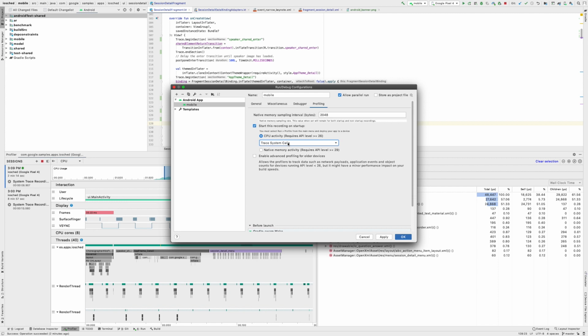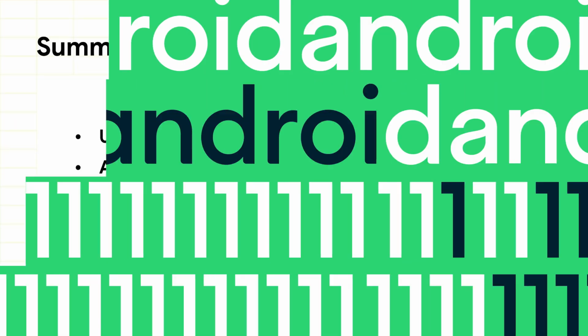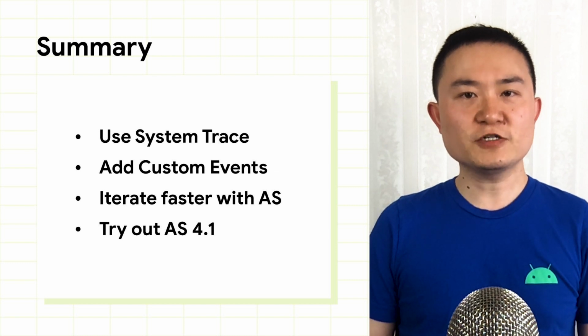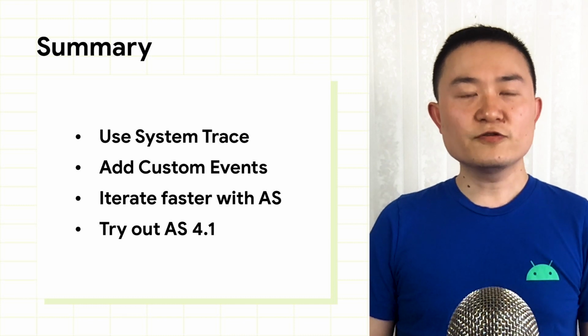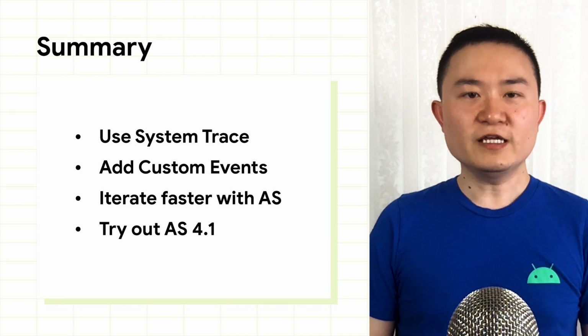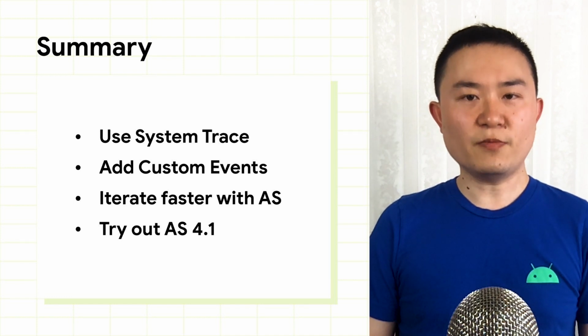I know troubleshooting performance issues is a difficult task, so I hope these tools can make your lives a bit easier. Here's a quick summary of what we talked about today. System trace helps you investigate performance issues by showing you how your app interacts with system resources. Use custom events to correlate your app's code with system events and easily visualize them in a trace report. With Android Studio, you can iterate this process faster.